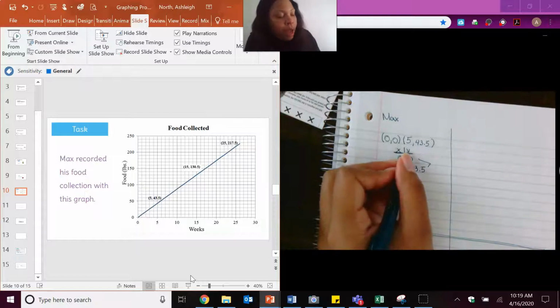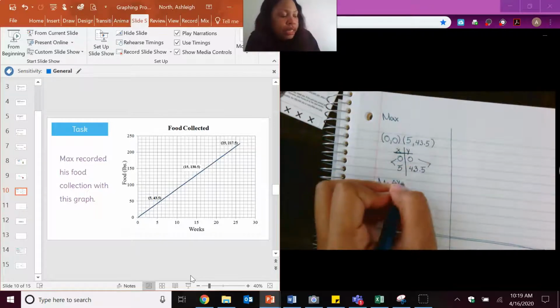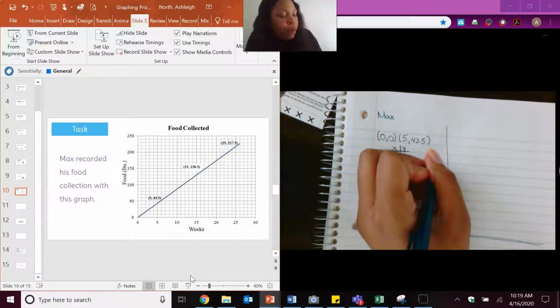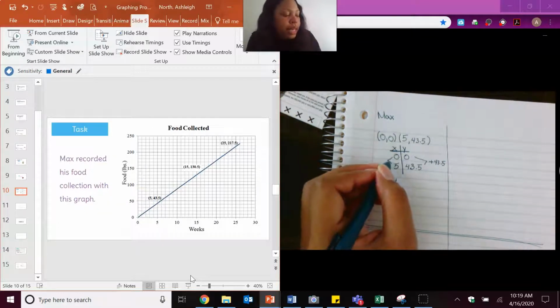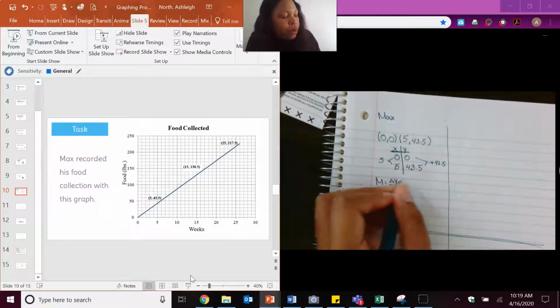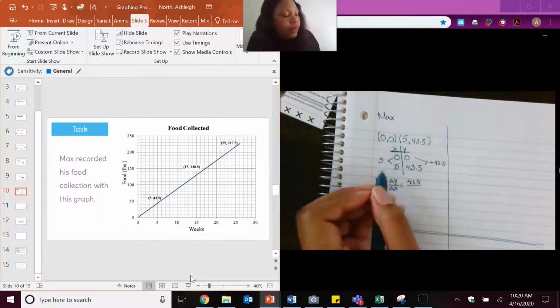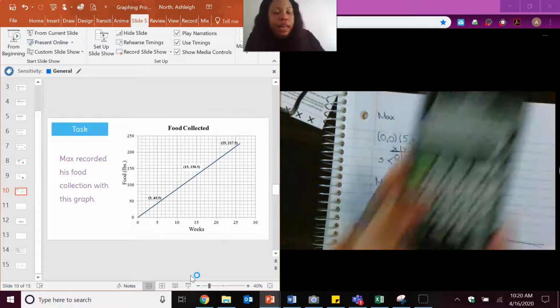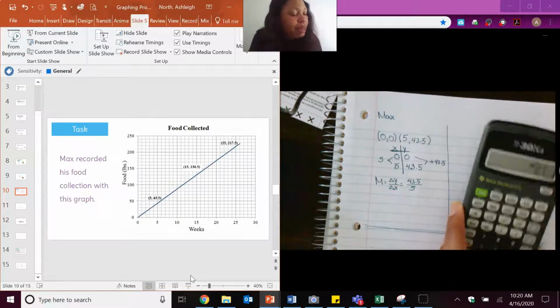So I'm going to see on my Y side, how did I get from 0 to 43.5? I literally just added that. 0 plus anything gives you that anything. So 0 plus 43.5 gives me 43.5. 0 plus 5 gives me 5. So then therefore the difference of Y is going to go on top, which is 43.5. The difference of X is going to go on the bottom. I'm going to get my calculator. 43.5 divided by 5 gave me 8.7.